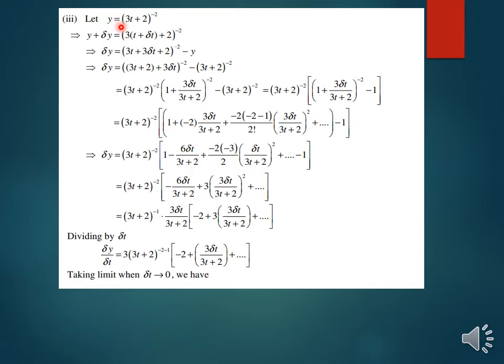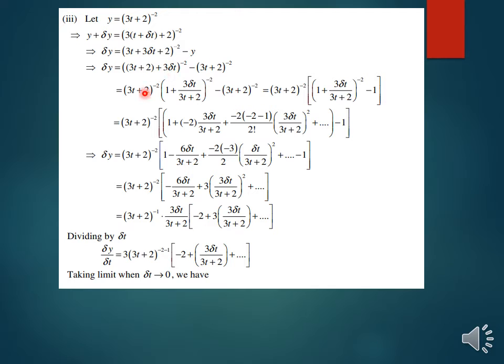Now student, question number 3 of exercise 2.2, y equals (3t + 2)^(-2). Similarly, in the first step we replace y by y + delta y, and here the variable is t, so t plus delta t, and the whole term remains the same. So we shift y to the other side and we get this equation, and then we put the value of y, and we get this equation.